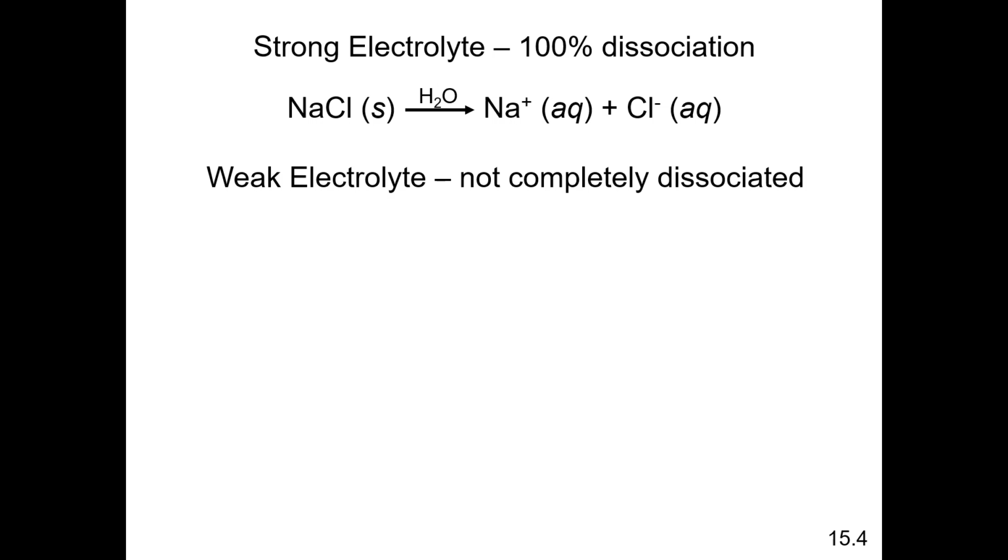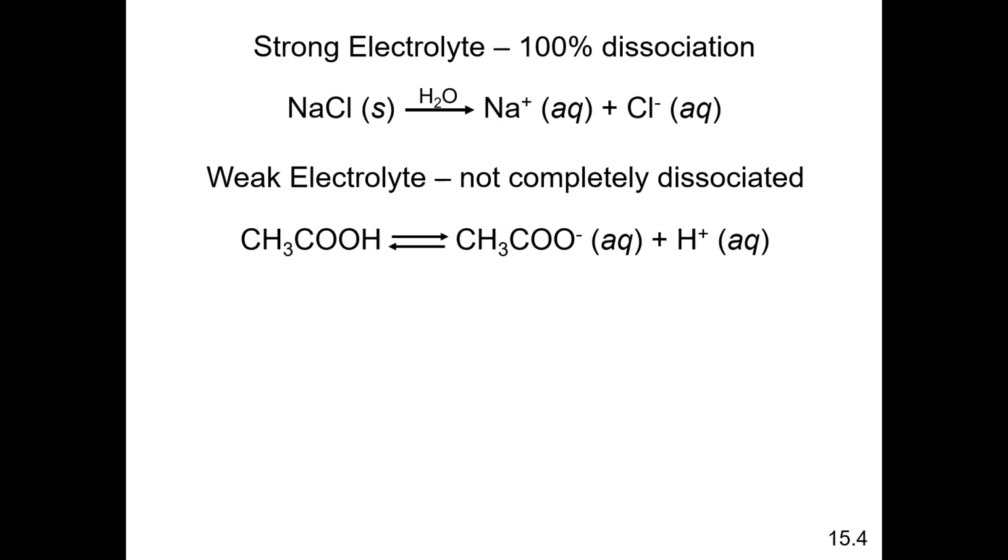A weak electrolyte, on the other hand, does not undergo complete dissociation. All right. In some textbooks, they'll say it undergoes partial or incomplete dissociation. So a good example of this would be acetic acid. If you add acetic acid to water, then only a small fraction of these molecules will be converted to the acetate ion and the hydrogen ion. So that's the difference between the strong electrolyte and the weak electrolyte.